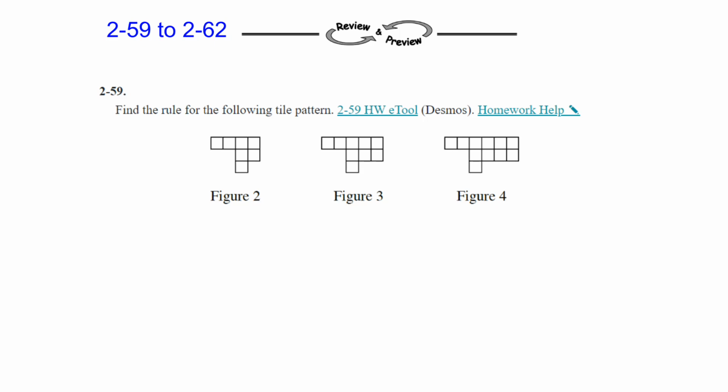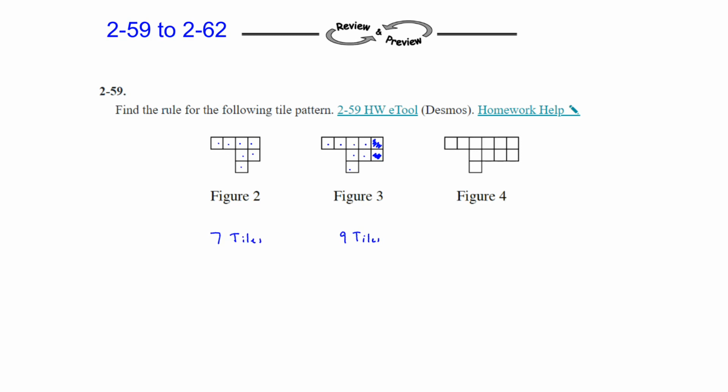So we have 1, 2, 3, 4, 5, 6, 7. So 7 tiles. And then you have 1, 2, 3, 4, 5, 6, 7, 8, 9. So it looks like 2 tiles were added. And it looks like it was these 2 that were added.